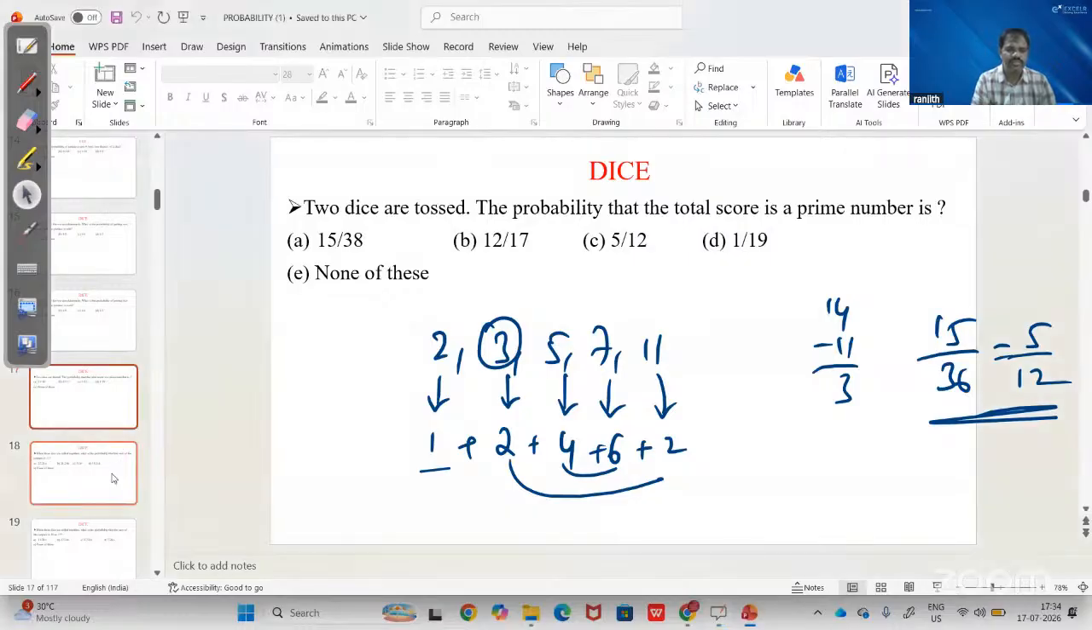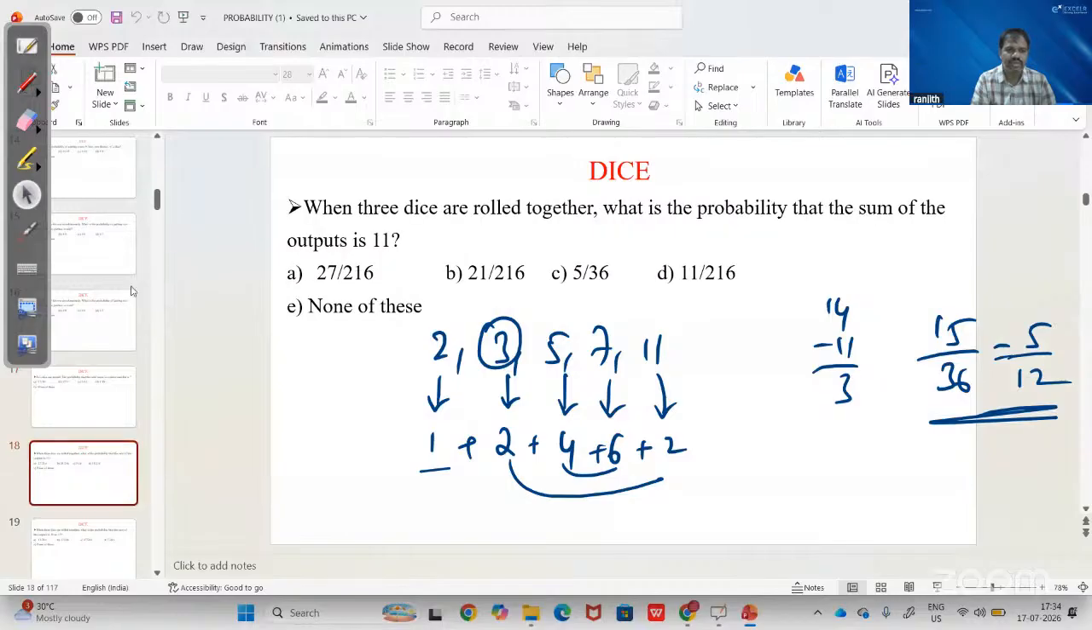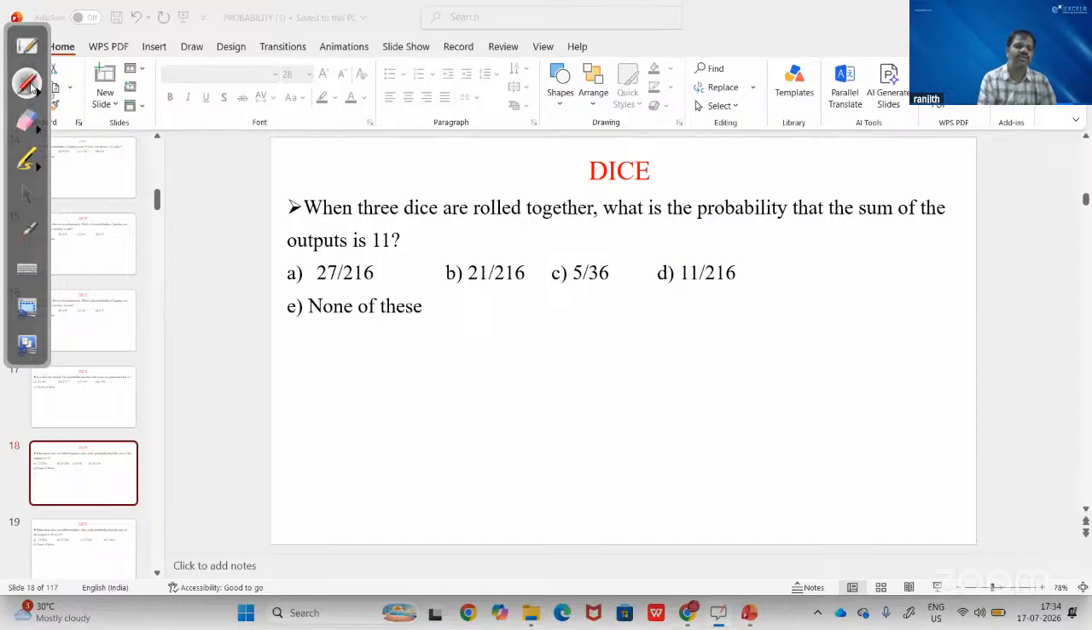Next will be when 3 dice are rolled. So far we have discussed only when 2 dice are rolled, so now we need to discuss 3 dice. When 3 dice are rolled, what are the possible cases we are having? Let's see. With 3 dice, the minimum will be equal to 3 and the maximum equal to 18.